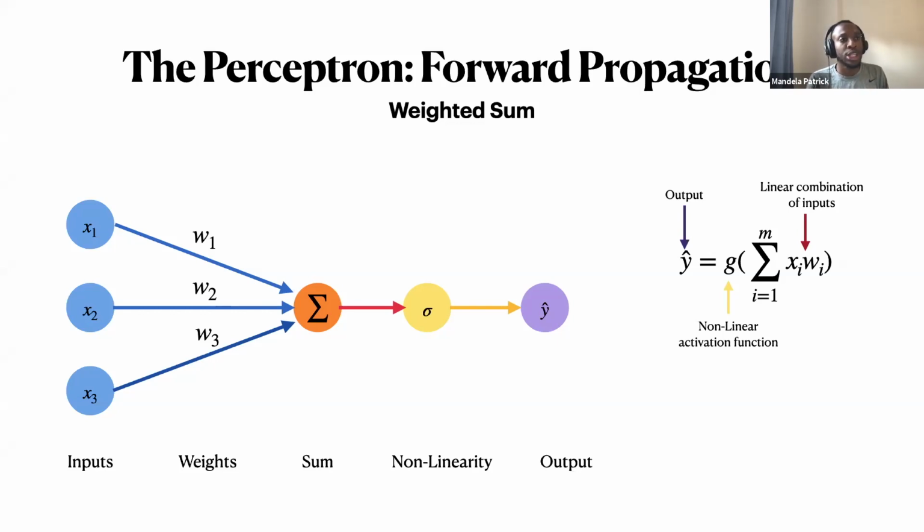So if you look at the equation, it's pretty straightforward. You have xi, which is each of your input features. You weight it accordingly. You add it up, which is a summation sign. And then you apply this nonlinear activation function, which transforms the data into a nonlinear space.